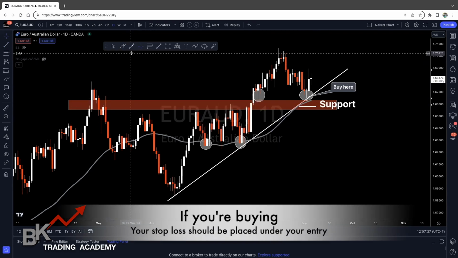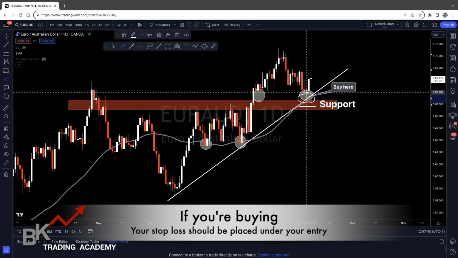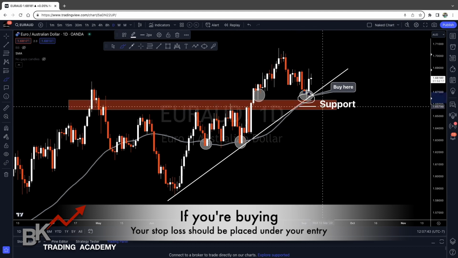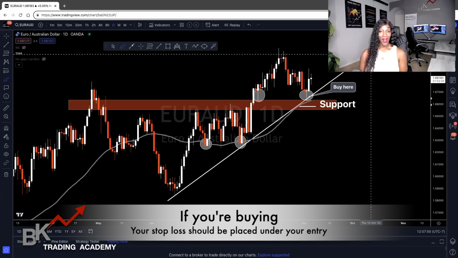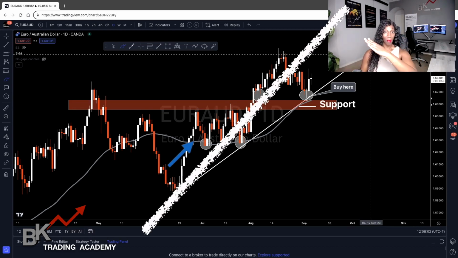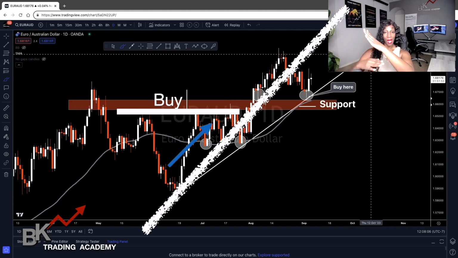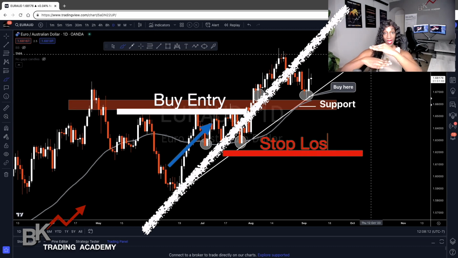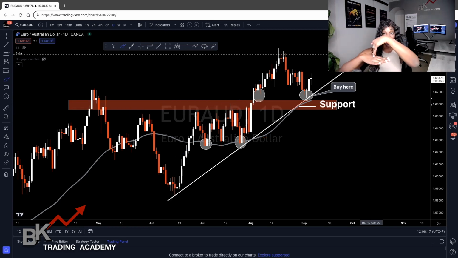So remember, if you are buying in an uptrend, your stop loss goes under your entry. And I want you to pause right now and I want you to write that down. If you are buying in an uptrend, so price is going up, your stop loss goes under your entry. So you're going to get in here, stop loss goes down here, price goes up, and you go in profit. But if the price comes down and hits your stop loss, you're going to get taken out of the market with minimal loss.